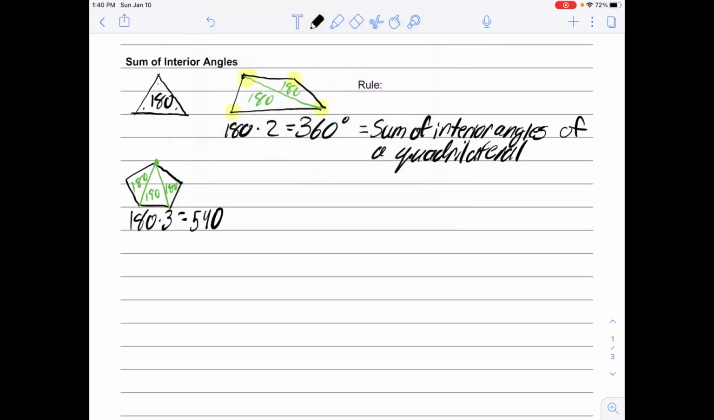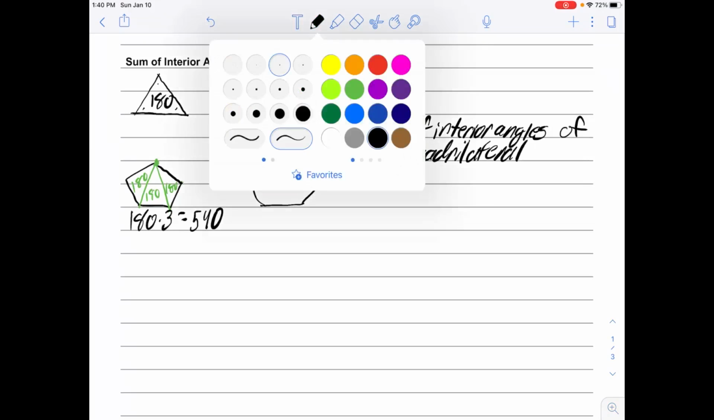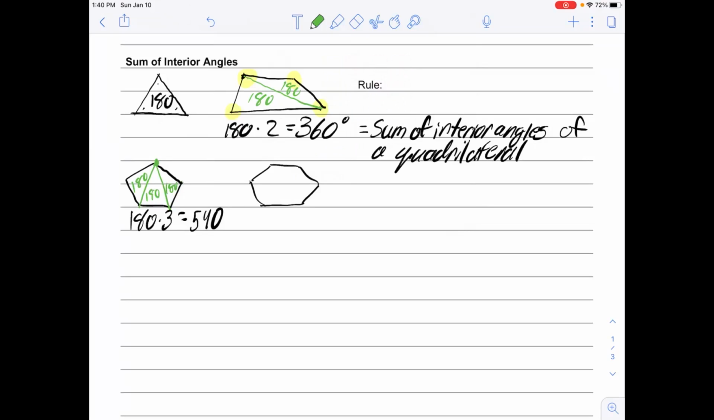Okay, let's try a hexagon. A hexagon has 6 sides. So here's my hexagon. So once again, pick one point. It can be any point. And see if you can draw all of the diagonals, pausing the video here. And see if you can figure out how many degrees are in the interior angles of a hexagon.